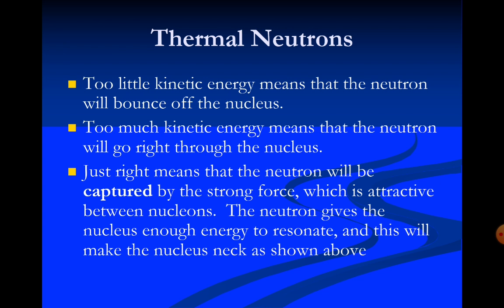It is always a common mistake that people think that in order to induce fission you need a very high speed neutron. This is not the case. It's actually a relatively slow speed neutron that needs to hit the nucleus.